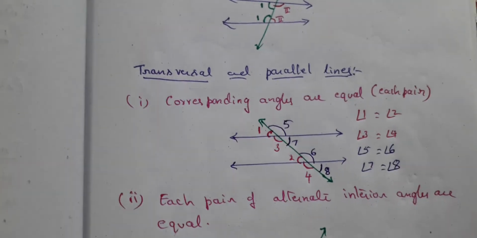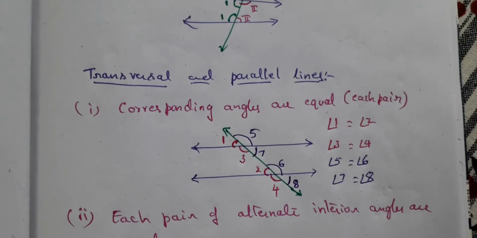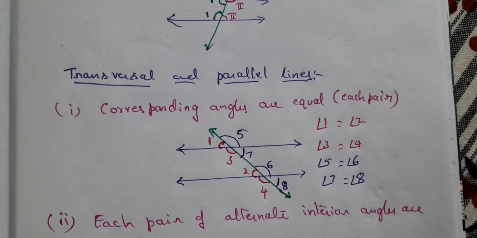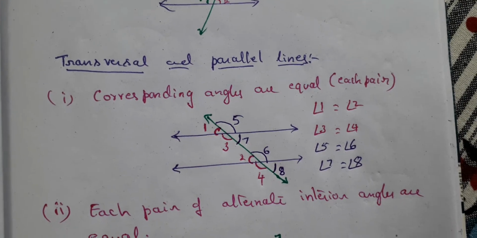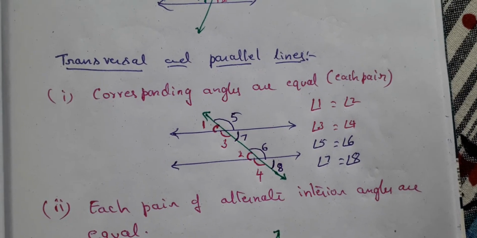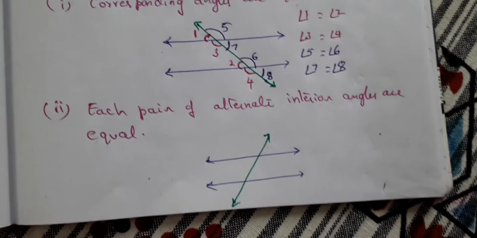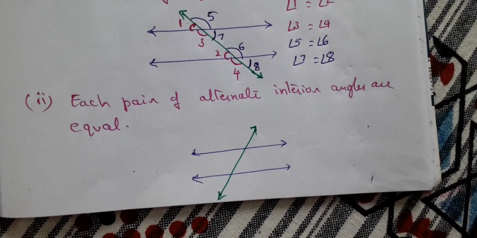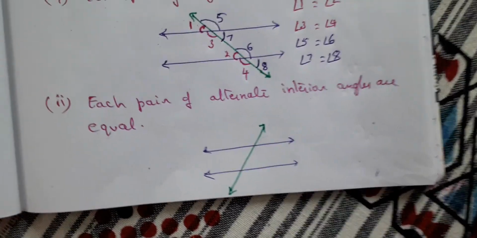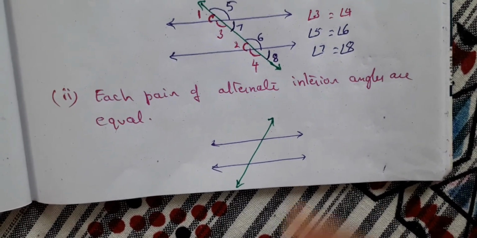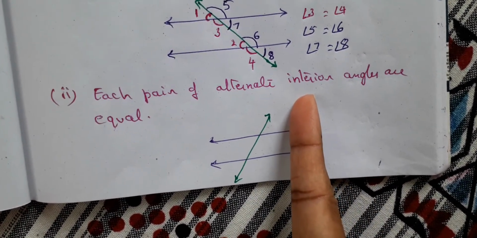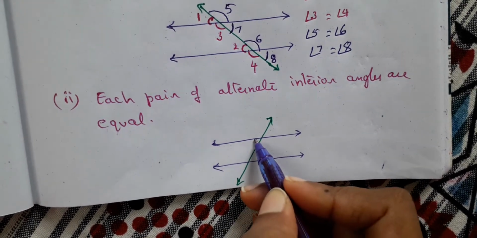Now, can you see what are the pairs of corresponding angles? Yes, beautiful. No doubt at all. Very, very clear. We followed all the rules. Right. Now, each pair of alternate interior angles are equal. Yes, let us start pairing alternate interior angles. Okay. So, one is this one.